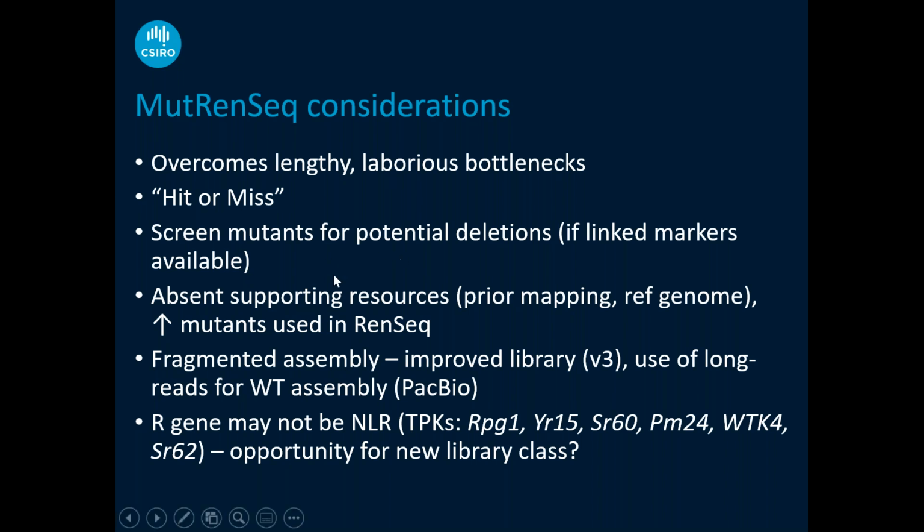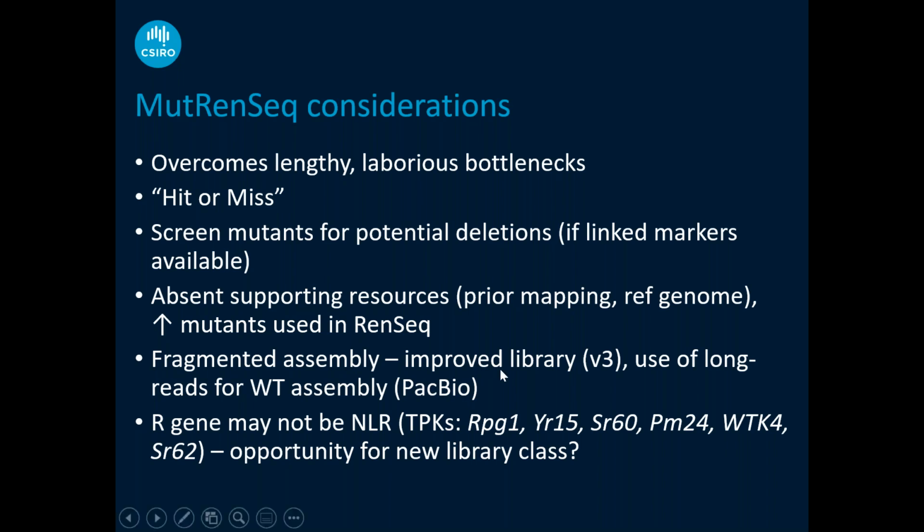So one way to maybe mitigate that is screen your mutants for potential deletions if linked markers are available, because like LR13, you don't want to include too many deletion mutants in your RenSeq analysis, particularly if absent supporting resources such as prior mapping or a relevant reference genome. You want to increase the number of mutants you use in RenSeq to be confident that you will recover a sufficient number of independent mutations.